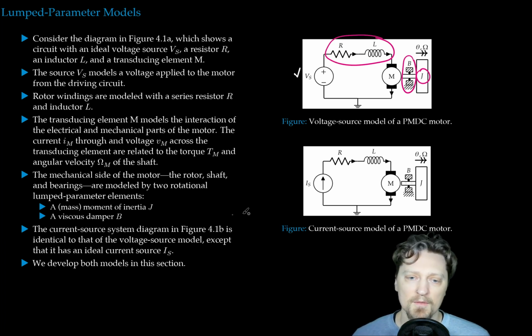The current source system diagram in figure 4.1b, so the lower figure, is identical to that of the voltage source model except that it has an ideal current source Is. We develop both models in this section. So they both show up quite a bit, so we're going to develop them in parallel, even though at the end of the day, for the T1A target system, we'll be using a current source model.